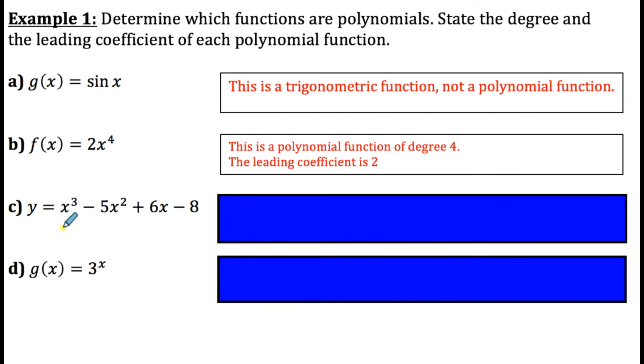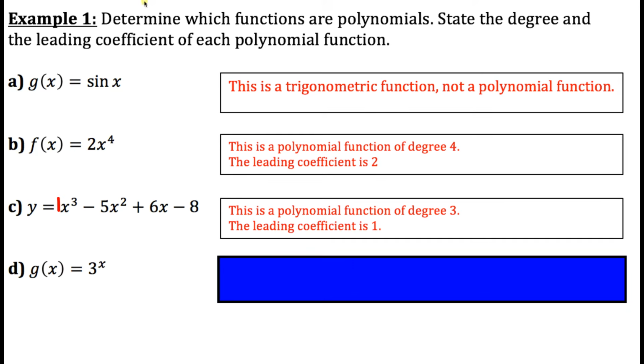Part C, also a polynomial function. All of the exponents on x are non-negative whole numbers. All the coefficients are real numbers. So yes, that is a polynomial function. And this function is degree 3 because that's the highest degree term. And its leading coefficient, even though I don't see it, is 1.